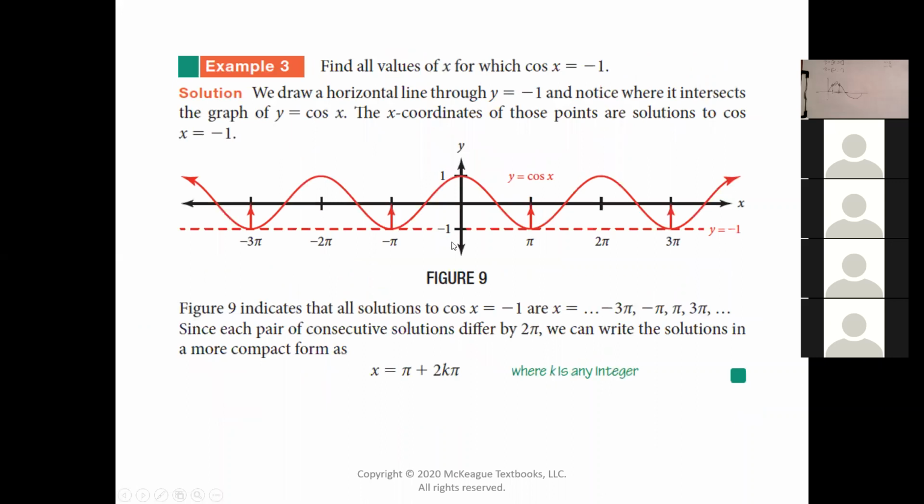And ladies and gentlemen, here is the graph of an infinite number of periods of y equals cosine x. Notice, why do I say an infinite number of periods here? What shows me that this is the graph of an infinite number of periods of y equals cosine x? Anybody?